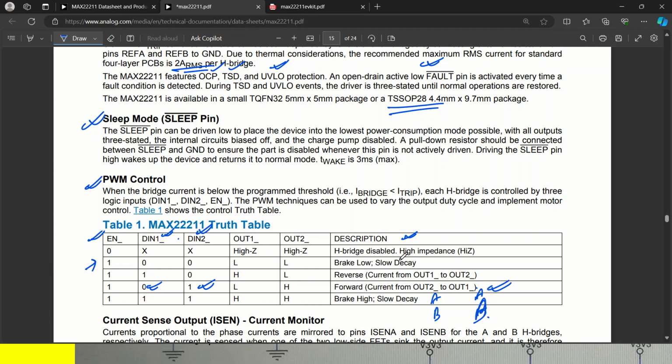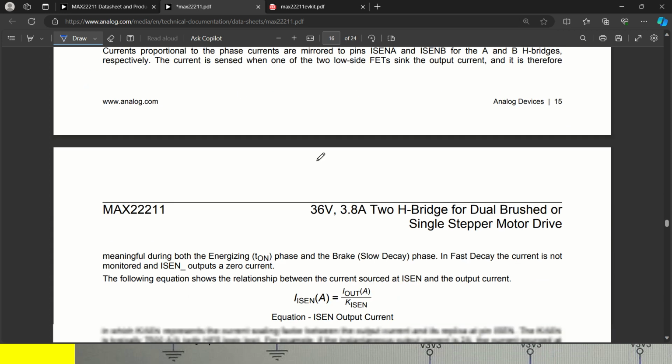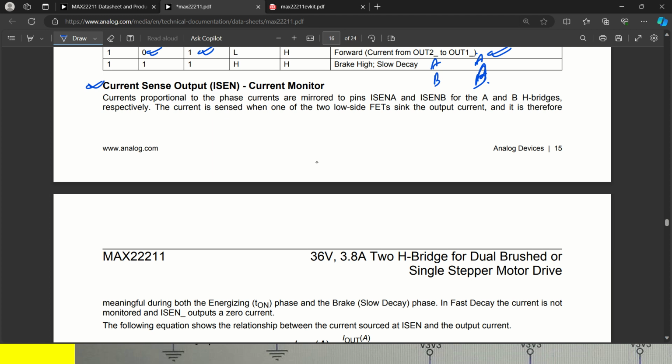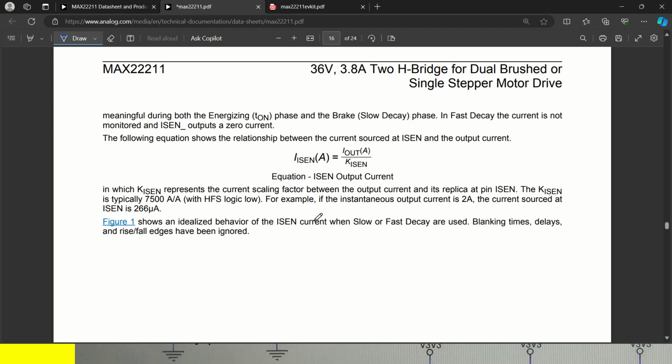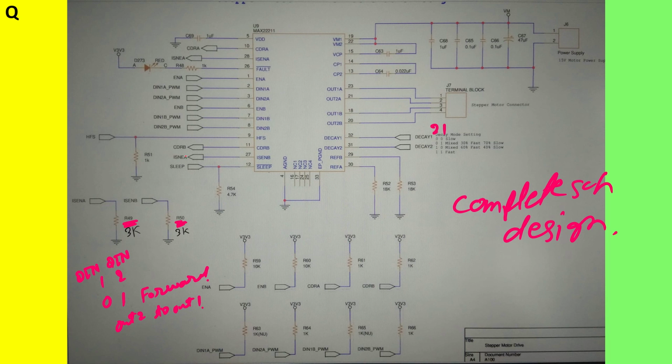Next, once PWM control is done, we come to our current sense output resistor. Okay, so on the current sense monitor, what will happen? The current through the A and B bridges will be measured by isense A and isense B. This will be taken through an ADC to the microcontroller. You can see isense A is here and isense B, sorry, this is isense B, it should be isense B, and there is isense A here.